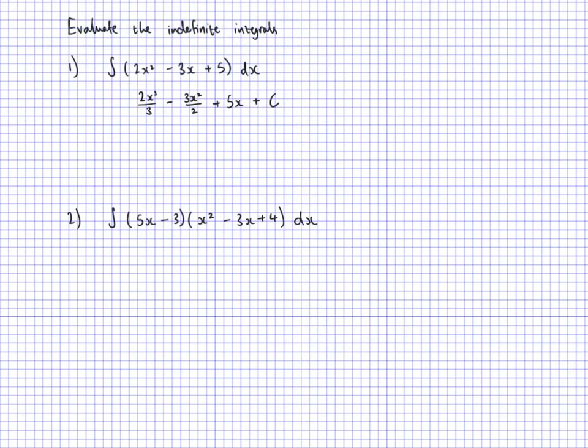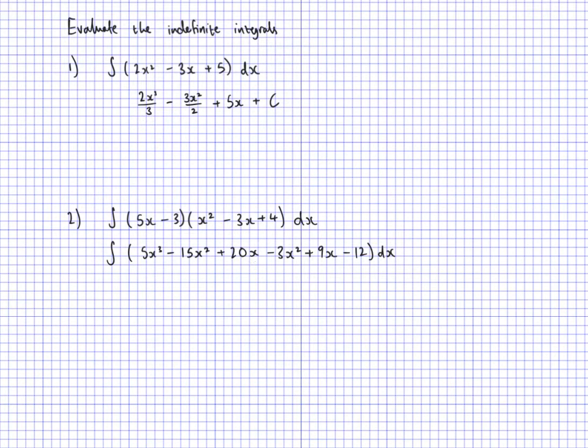Next one. This one here, if I multiply it out, then I will get lots of functions added together, and that's easier to evaluate. So first I multiply it out, and then I'll evaluate the integral. So this integral is going to be 5x cubed, take away 15x squared, plus 20x, take away 3x squared, plus 9x, and take away 12.